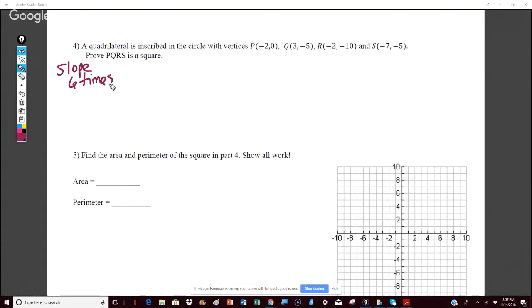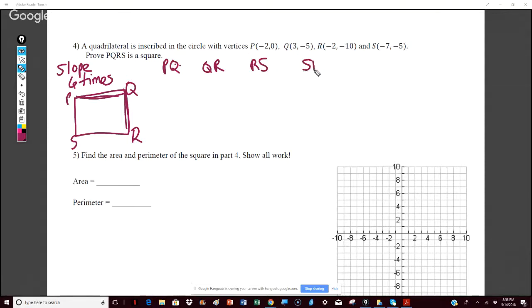And basically, this is what we're doing. Here's our square. Doesn't matter how you label it. Just make sure it goes in order around the circle, PQRS. So in order for it to be a square, we have to prove that the adjacent sides or consecutive sides are perpendicular. So we would have to figure out PQ, QR, RS, and SP.